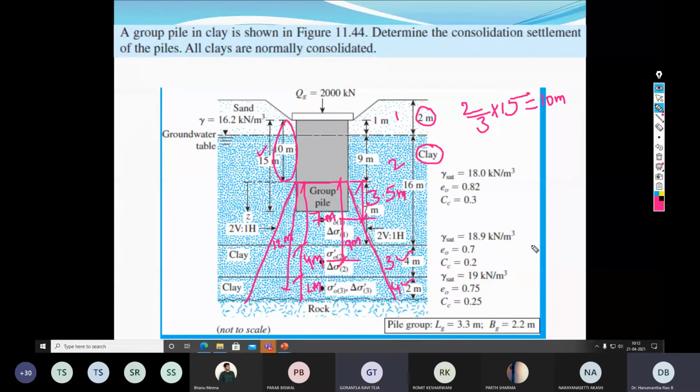Sir, the 2 by 3rd of L, is it for the entire pile or just the layer which is in the clay? I mean, only 14 meters length is in the clay layer, no sir? No, it doesn't matter. It is for the entire length. It is defined like that. See, what is the meaning? The strata should be hard. If it is a weak strata, then you should ignore that weak strata. But here sand is relatively hard. Okay, sir.